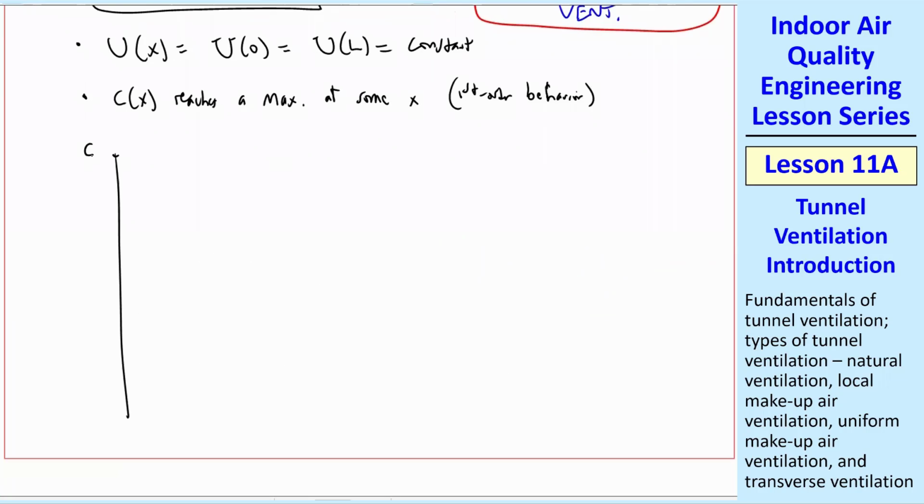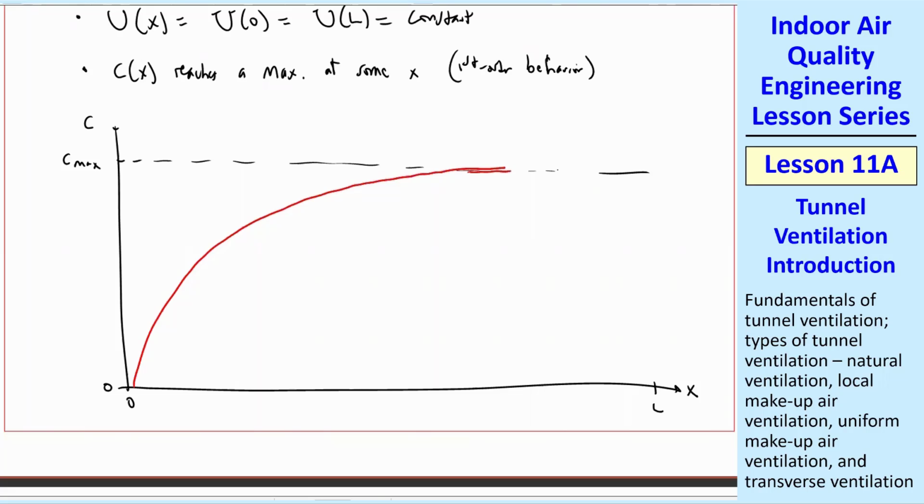If I plot C as a function of X, there'll be some C max, and you get a first order ODE. C approaches some C max. And then this can go on forever. You can have as long a tunnel as you want.